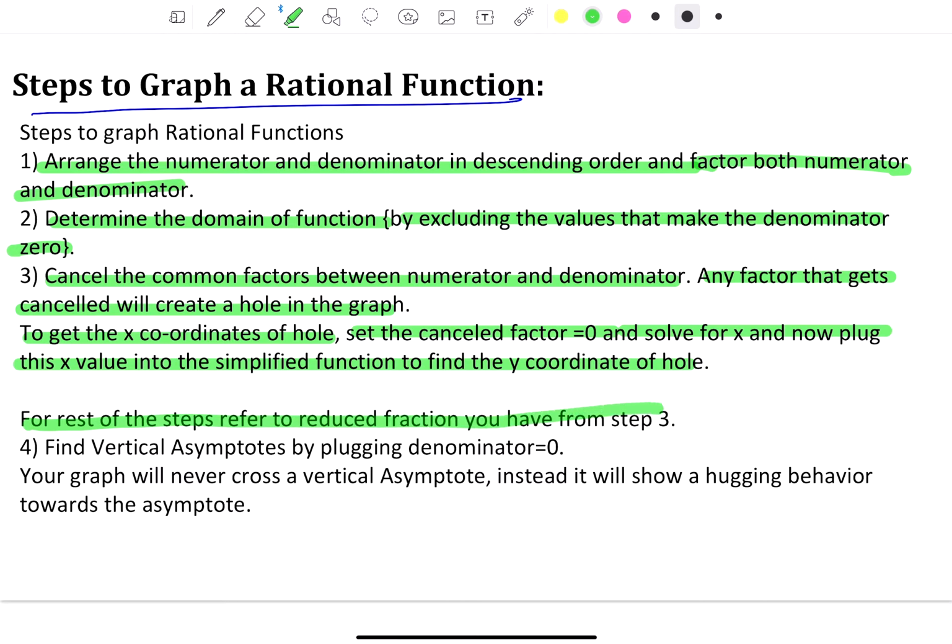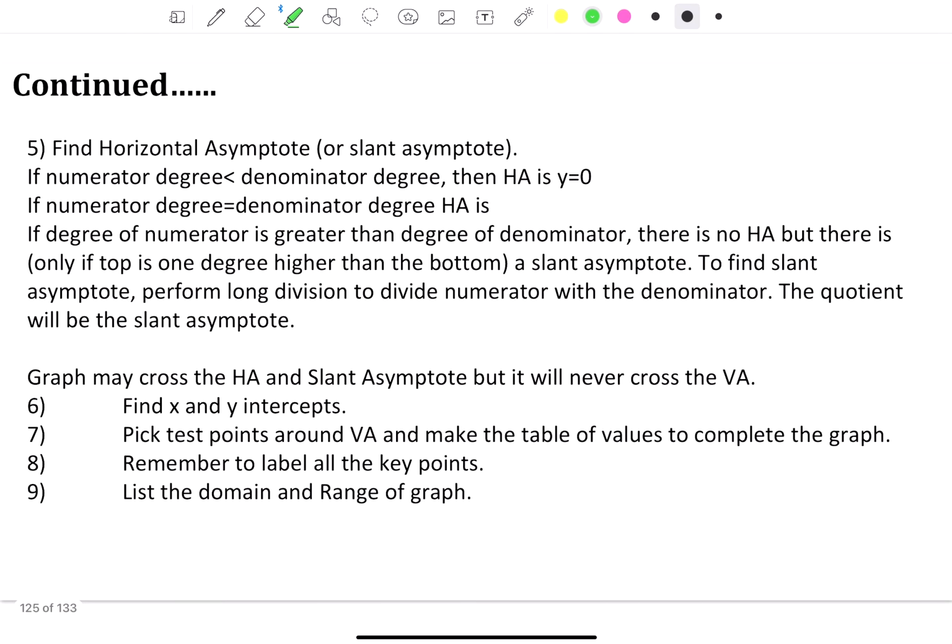For the rest of the steps, we're going to work with the reduced fraction from the previous step. Find the vertical asymptote by setting the denominator equal to 0. Your graph will never cross a vertical asymptote. Instead, it will show a hugging behavior towards the asymptote. Next, find the horizontal asymptote or slant asymptote. If the degree of the numerator is less than the degree of the denominator, the horizontal asymptote is y equals 0. If both numerator and denominator have the same degree, then the horizontal asymptote will be the leading coefficient of the numerator divided by the leading coefficient of the denominator.